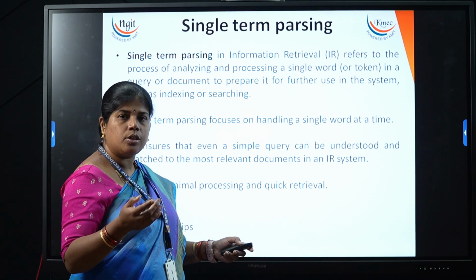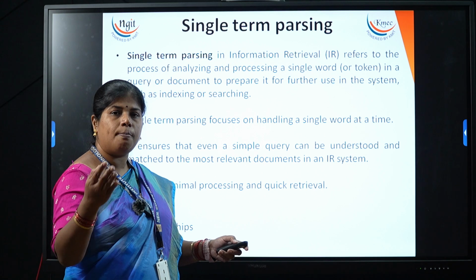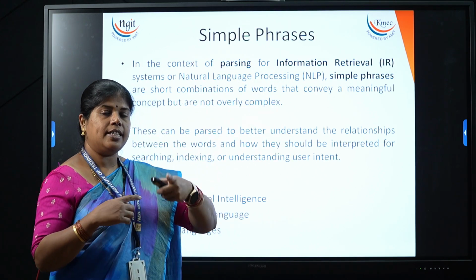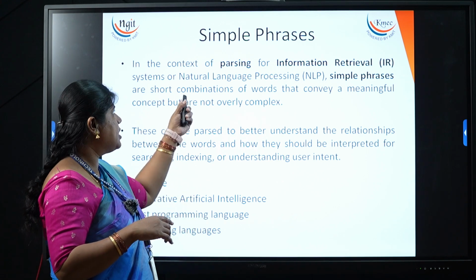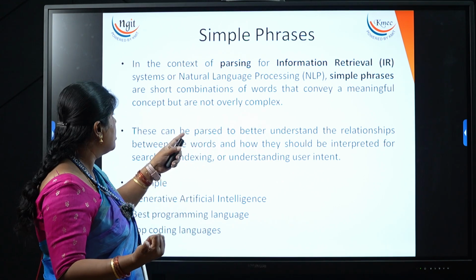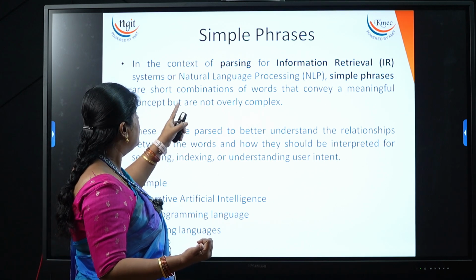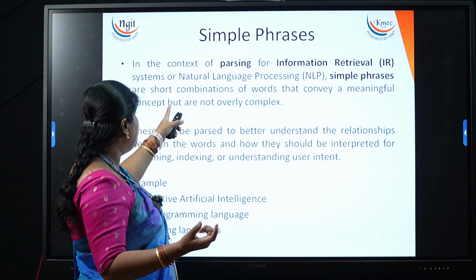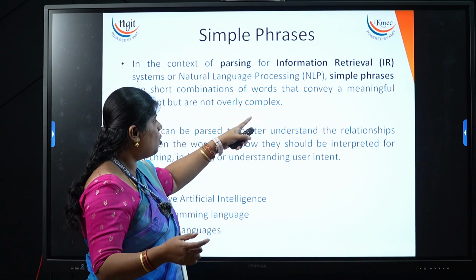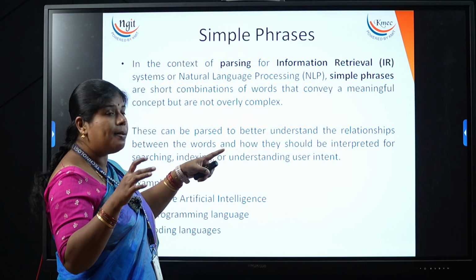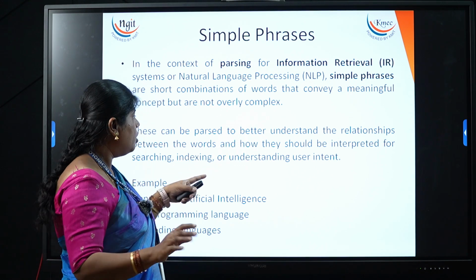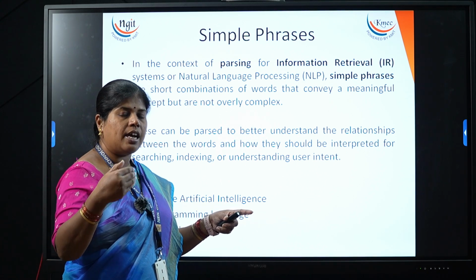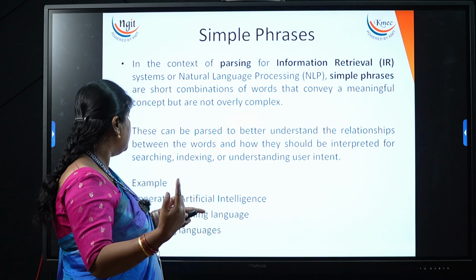Then what will be the solution? Don't consider a single word. Go for multi-word, and when you go for multi-word, that is called a phrase. Again, in phrases you will have two types. One is a simple phrase, another one is a complex phrase. Simple phrases are short combinations of words that convey a meaningful concept, but are not overly complex. Means these are simple phrases, not complex phrases, and they contain more than one word. It is not a token having only one word, it has more than one word.